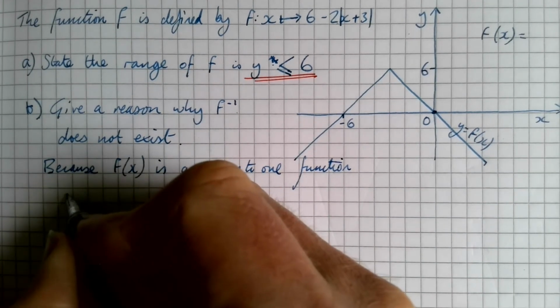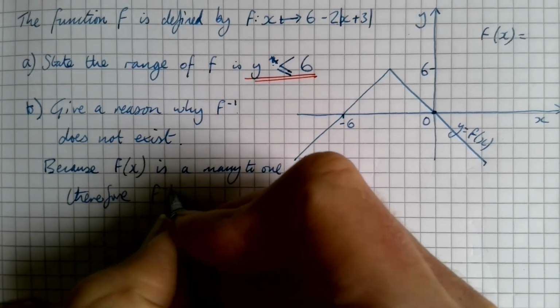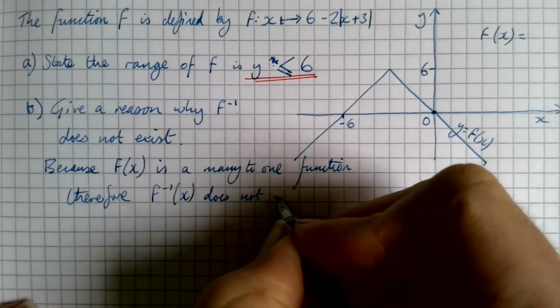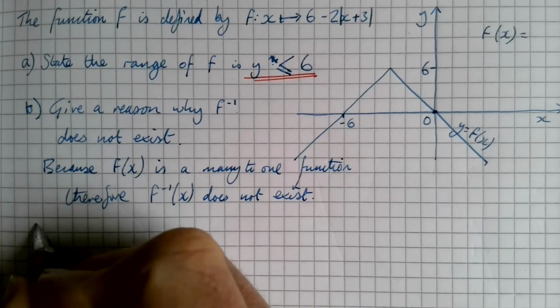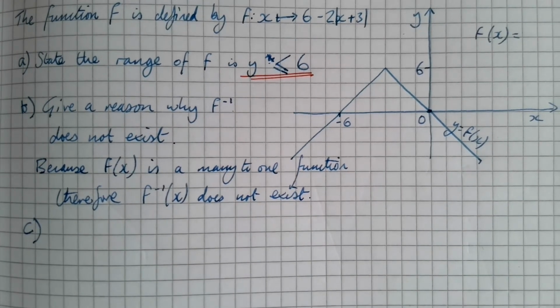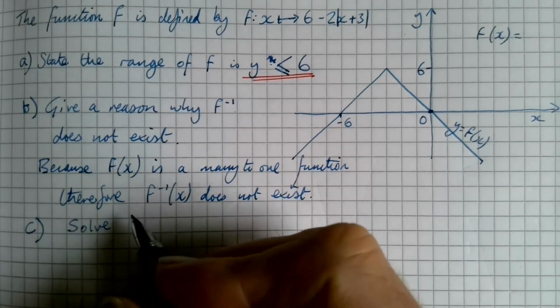I mean, strictly speaking, we're meant to say therefore f minus 1 does not exist, but that's pretty obvious. You should get away with that if you forgot it, but it's always good to make sure of these things. And we've got one more tiny little thing to do. Well, I say tiny, but we're going to be solving an inequality here, folks.